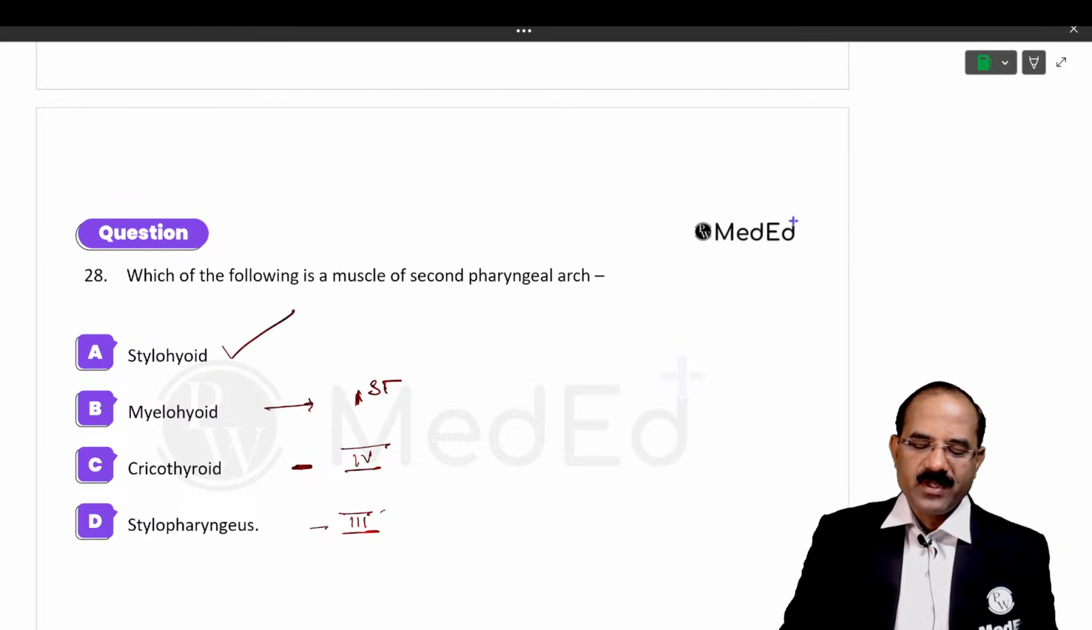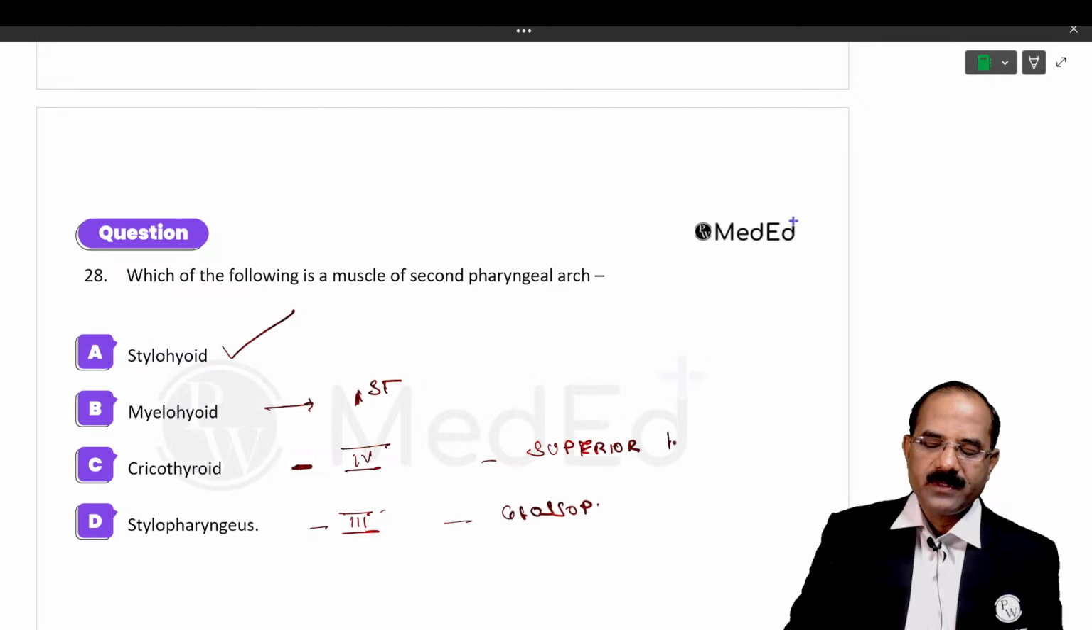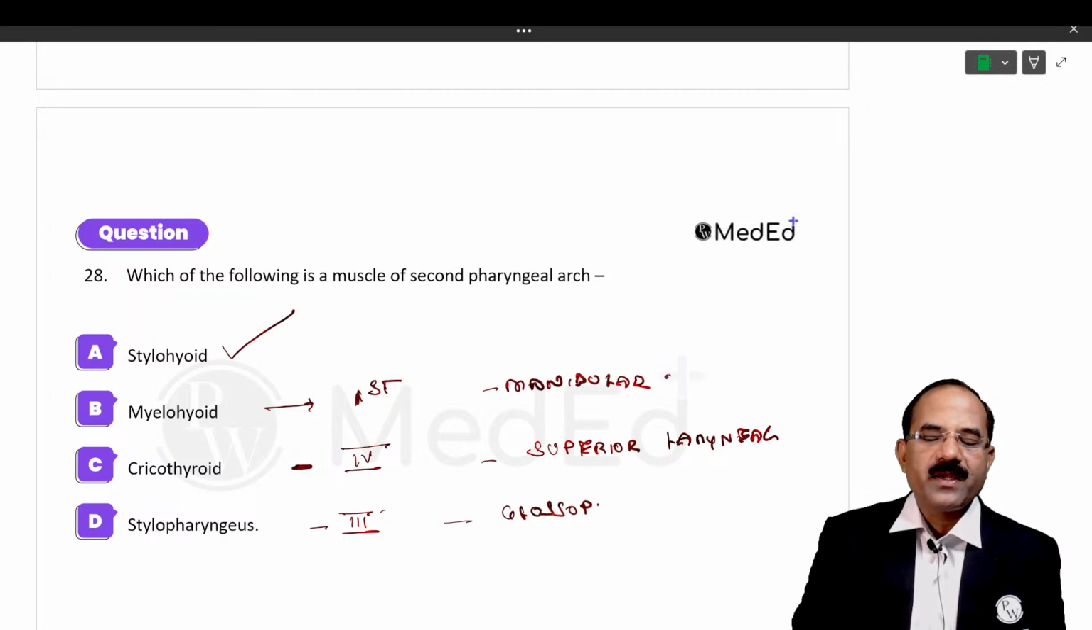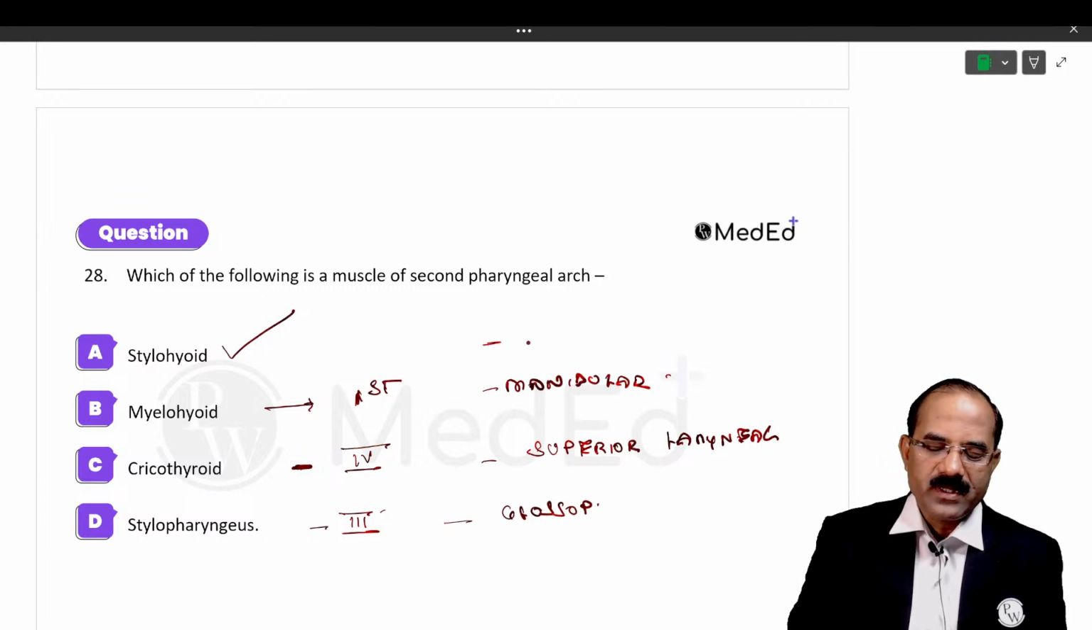Third pharyngeal arch. Which is the nerve here? Nerve of the third arch, glossopharyngeal nerve. Nerve of the fourth arch is superior laryngeal. हाँ, ये आपको पता होगा ना। Nerve of the first arch is mandibular nerve. Yes, very good. Stylohyoid is supplied by facial nerve.